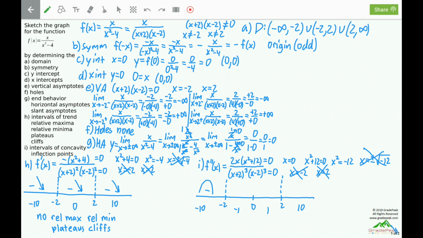Plugging negative 1 into the portion of the second derivative that matters, we have in the denominator negative 1 plus 2, which is positive, cubed will be positive. Negative 1 minus 2, which is negative, cubed will be negative. Positive times negative is negative. In the numerator, we have a negative 1. And so we have a negative over a negative, which is a positive second derivative, and this corresponds to concave up.